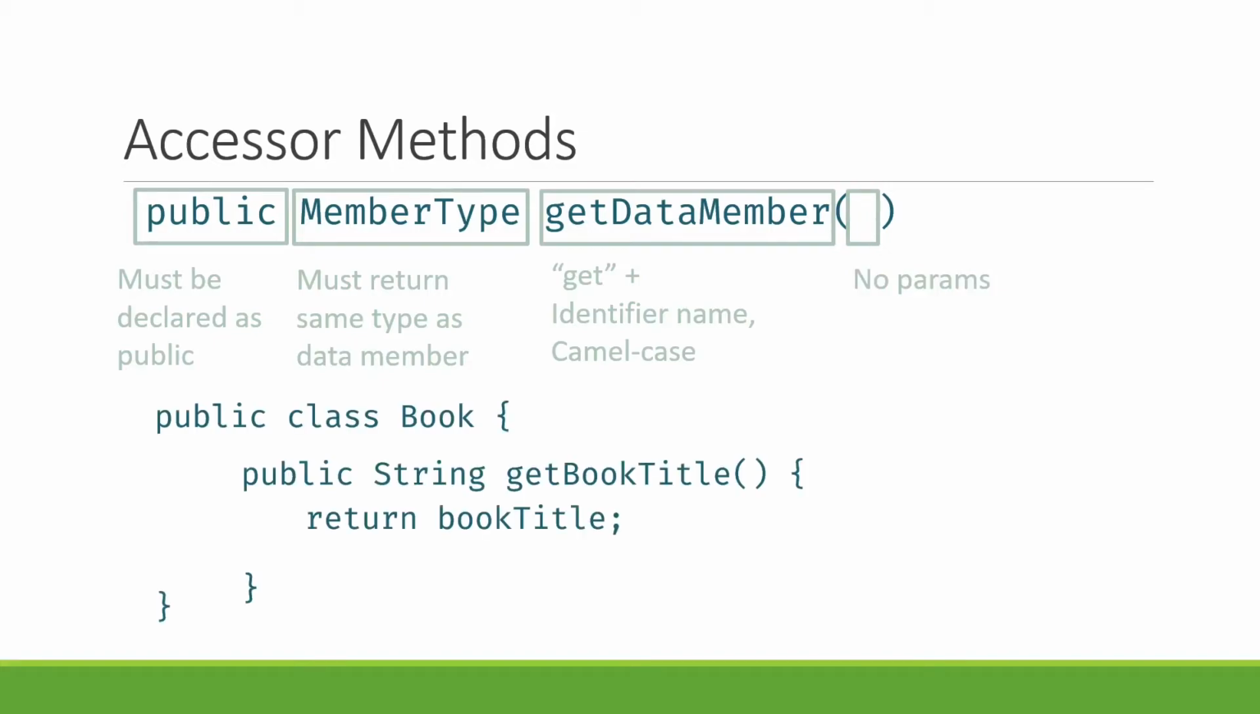For example, if you have the book class and it has a private string member called bookTitle, then your accessor method would be defined as public String getBookTitle.